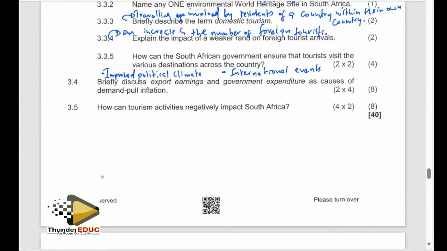So now let's move on to 3.4. It reads as follows. Briefly discuss export earnings and government expenditure as causes of demand-pull inflation. Export earnings contribute to demand-pull inflation because of foreign demand for goods and services. Also, it places a strain on the limited production and supply. Moving on to government expenditure, the government participates in the market on the demand for goods and services, and is therefore responsible for the increase in the price level.